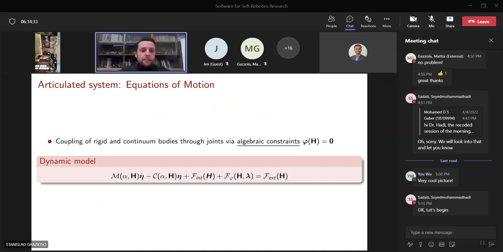And the equations of motion of a constrained system are as follows. With respect to the previous one, we take care of the presence of the joints via a set of algebraic constraints. For each joint, we introduce 6 algebraic constraints which say which is the direction of allowed motion within the mechanism.